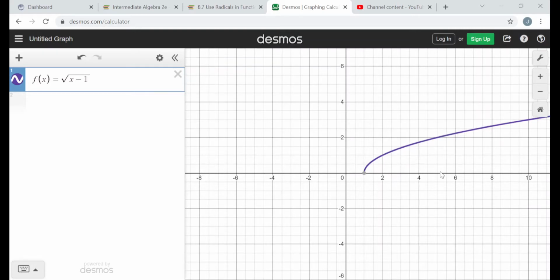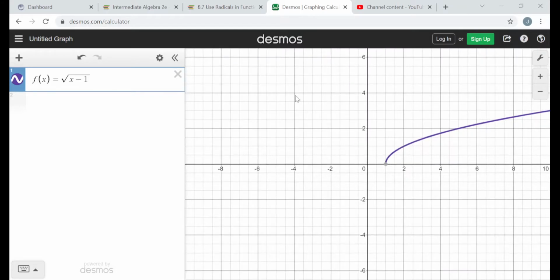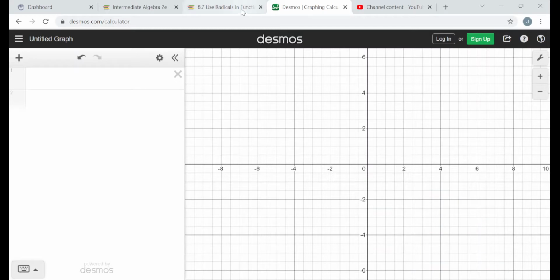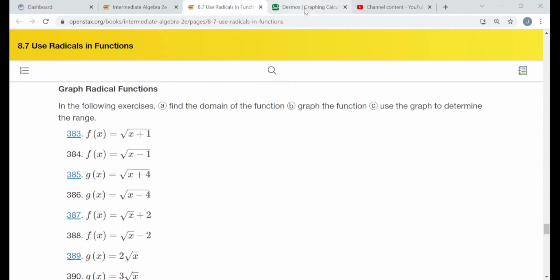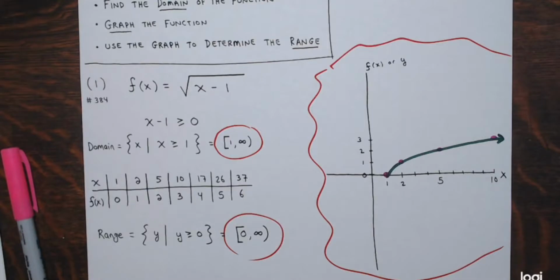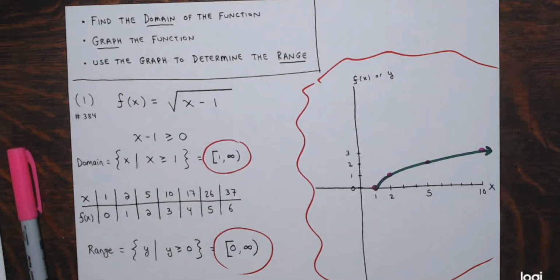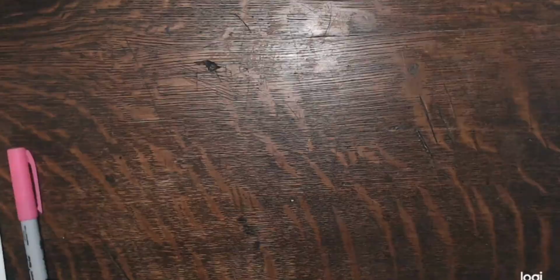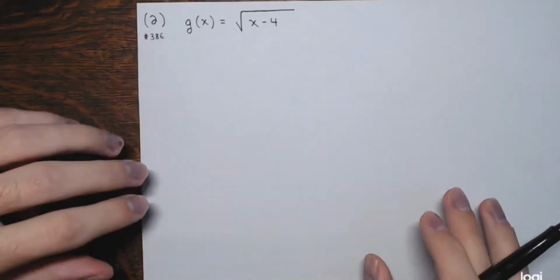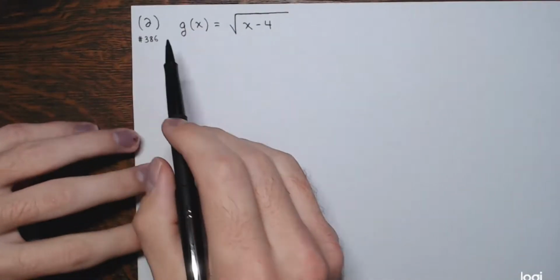Okay, wonderful. I'm going to keep coming back here and checking to see if our hand drawing matches the Desmos drawing. Let me go back to Desmos. All right, great. Next question. Same instructions: find the domain, graph it, and then use the graph to state the range. This is pretty similar actually. Number 2 is exercise 386 in the text.